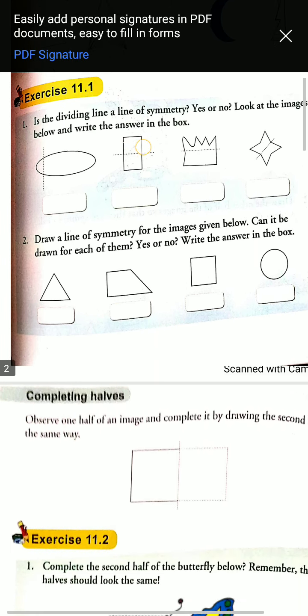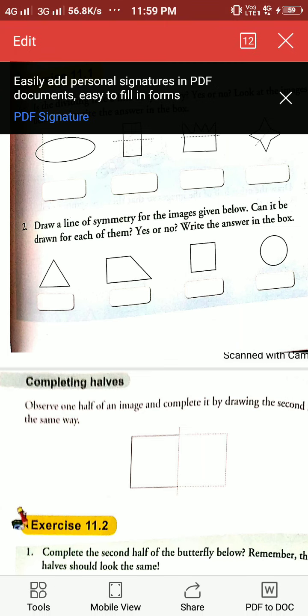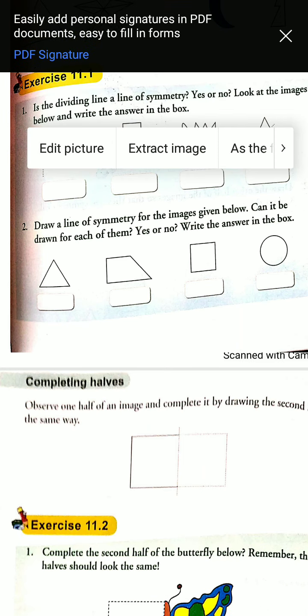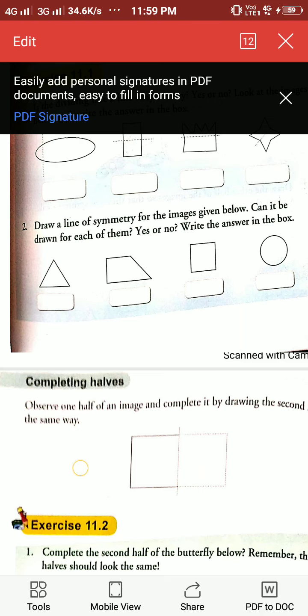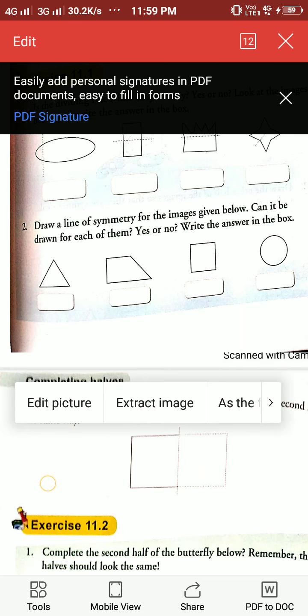Now the next question is, draw a line of symmetry for the images given below. Can it be drawn for each of them? Yes or no? Write the answer in the box. It means they are asking, draw a line of symmetry for the images given below. Is it possible to draw any symmetry line here? You have to see the object first, see the figure first, then tell whether it is possible or not.